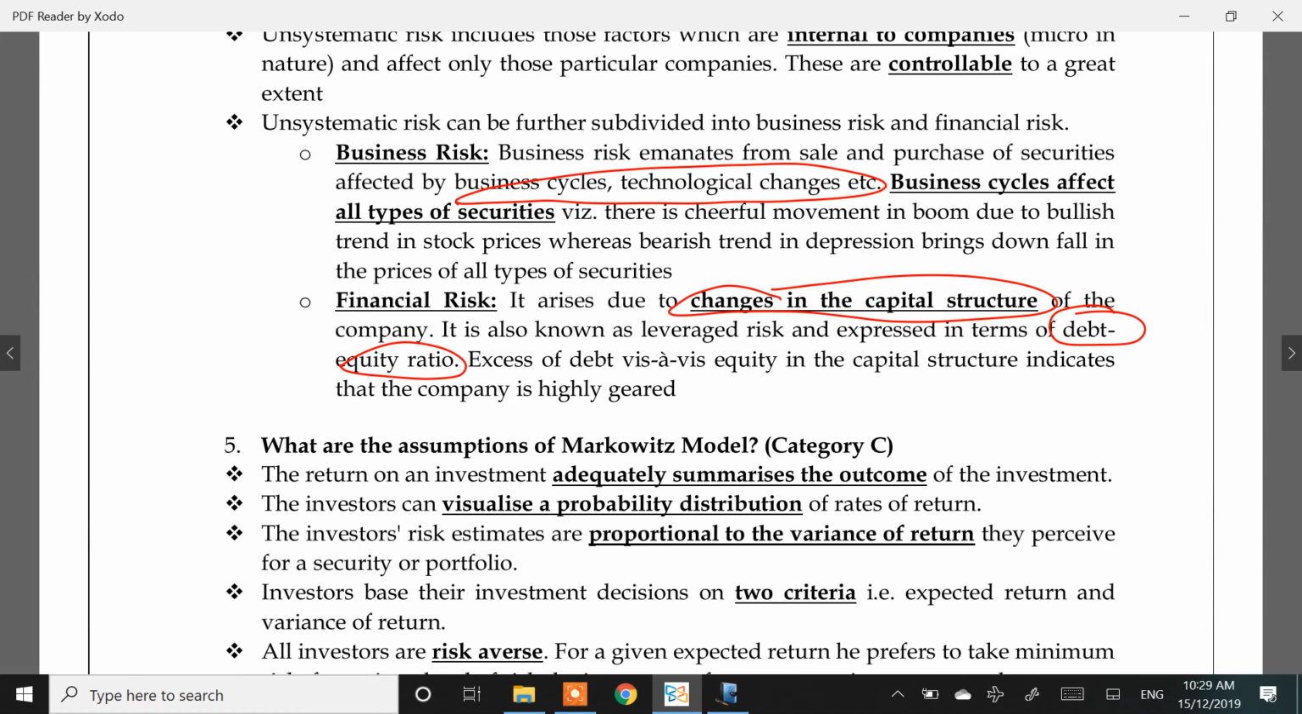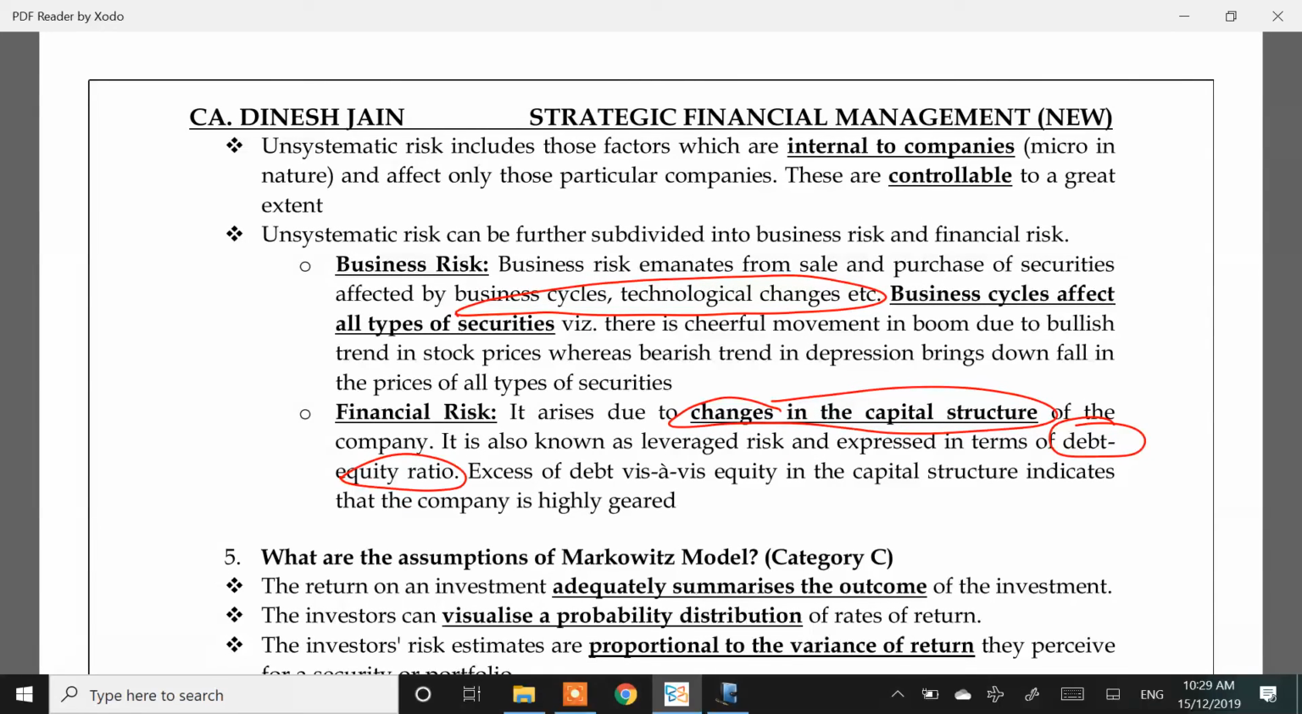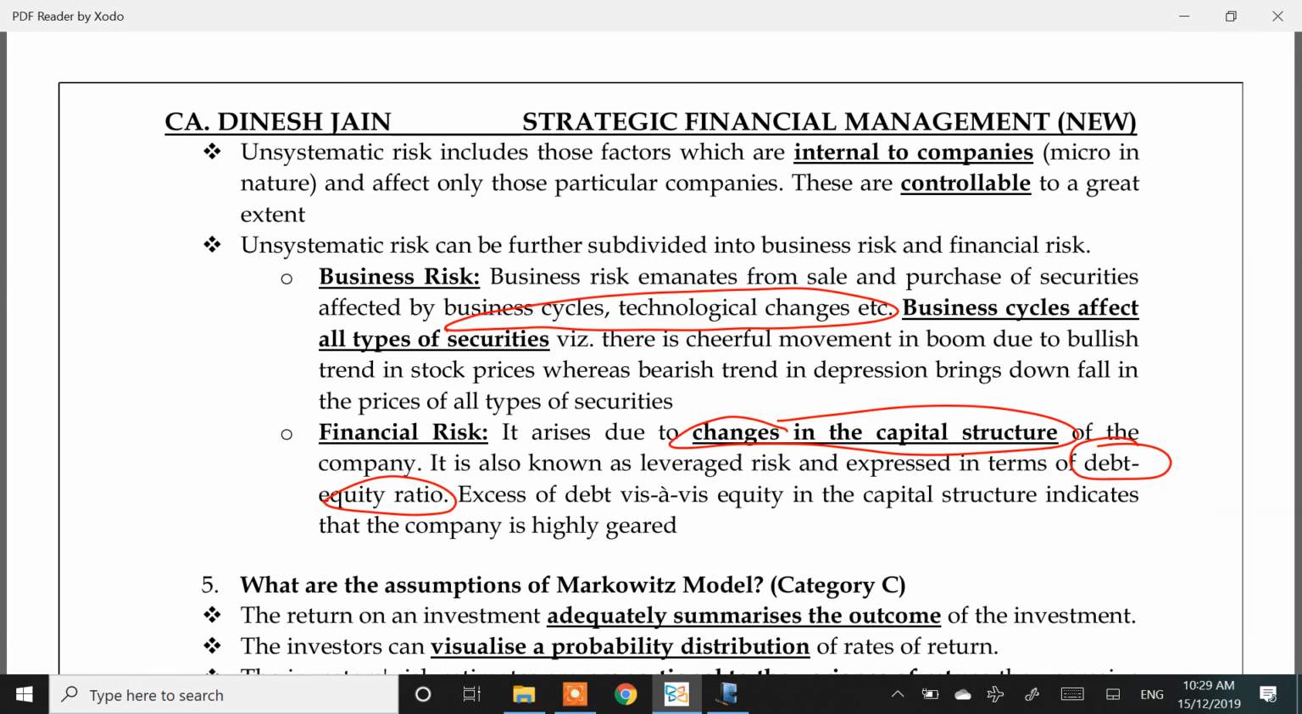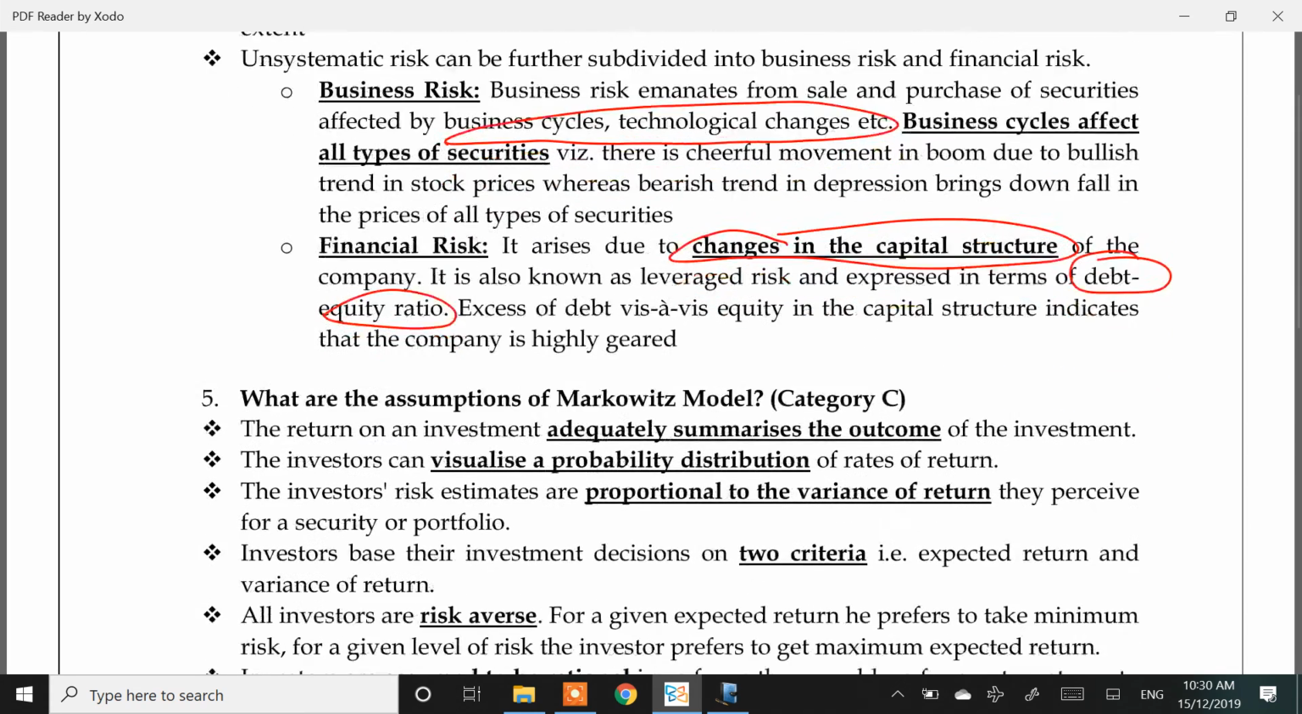Next, we are going to see the Markowitz model. What are the assumptions of the Markowitz model? So we will learn about the Markowitz model as we do problems. So they are asking what are the assumptions of the Markowitz model. So there are certain base assumptions of a Markowitz model. According to the Markowitz model, the return of an investment, whatever return you are getting, basically summarizes the outcome of the investment. The investor can prepare a probability distribution of the various returns, and once you prepare a probability distribution, it is possible for you to calculate the variance of the return. So you can calculate the return of a security, you can calculate the variance of the security, and you are going to make your purchase decision based on these two criteria. One is the return criteria and the other is the risk criteria. So that is how this Markowitz model works.